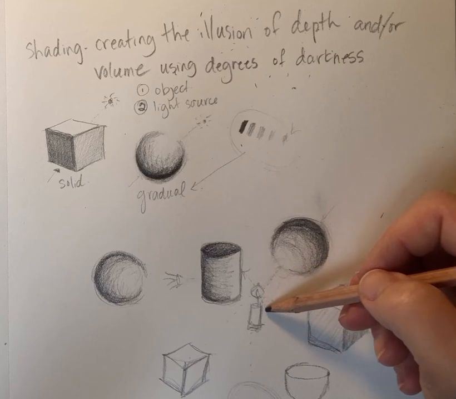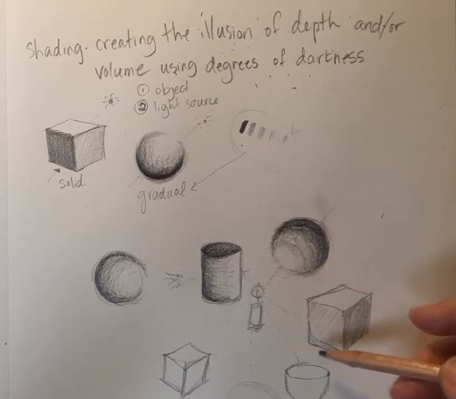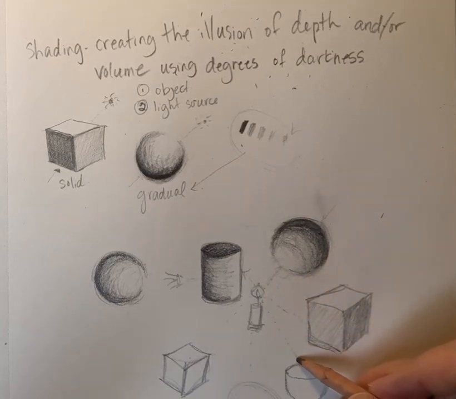If I think about this, the top of my bowl is going to be the lightest. The bottom part of my bowl is going to be the darkest. I know that this is a face or a plane, so I just leave it. And this is going to use gradual shading. So I'm going to start out light and build up as I get closer to the light source.